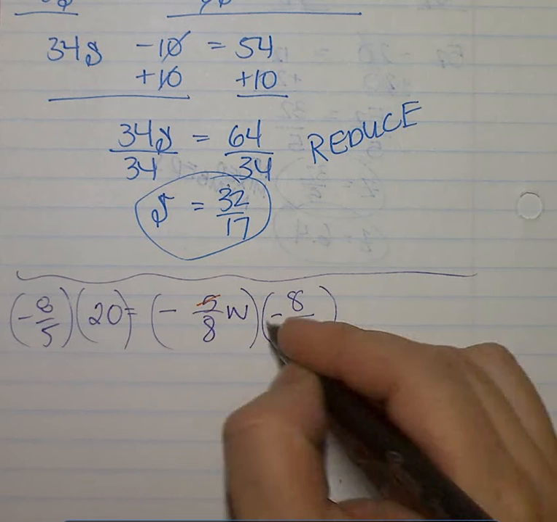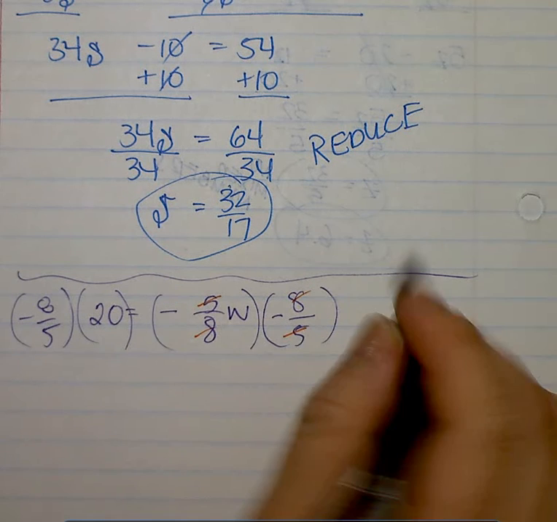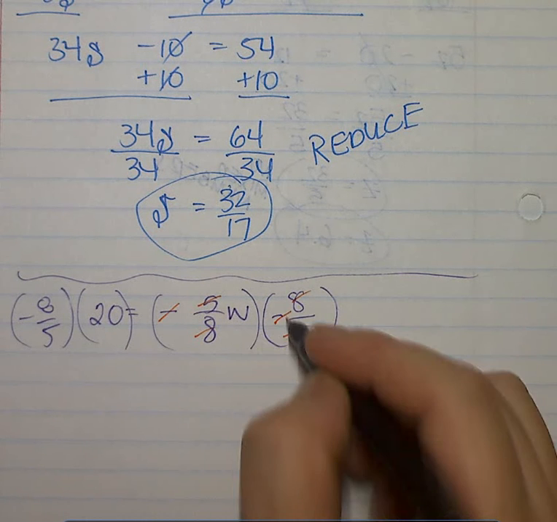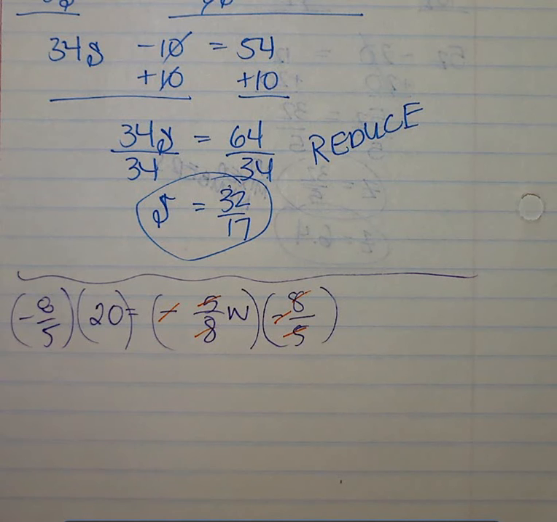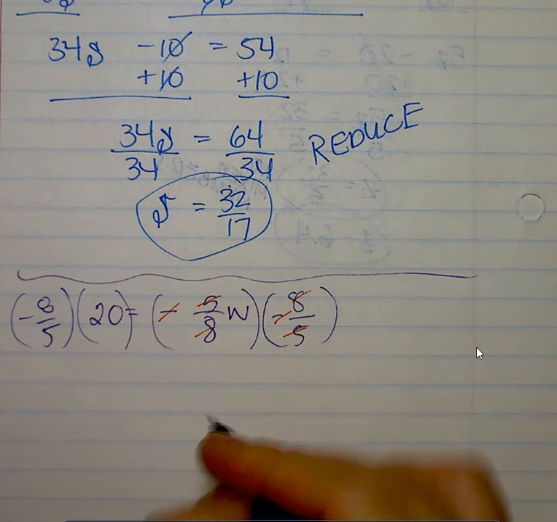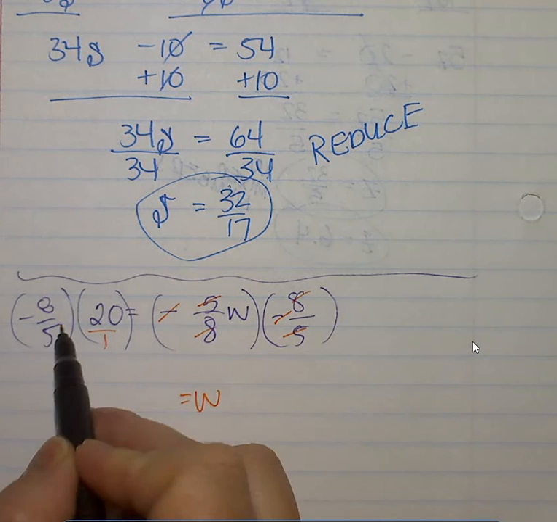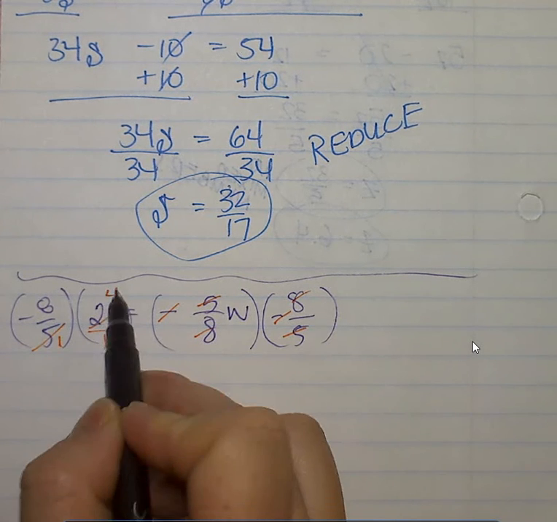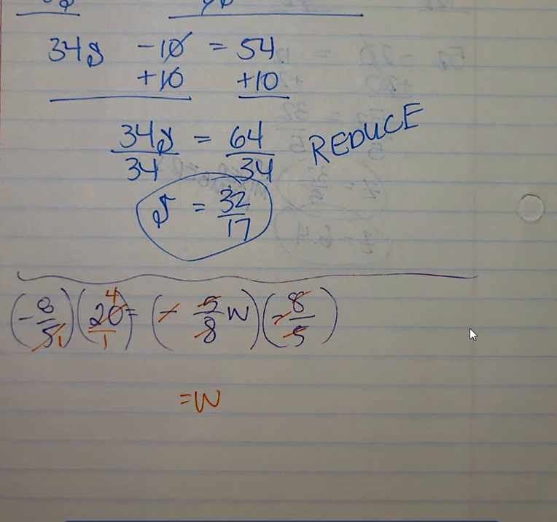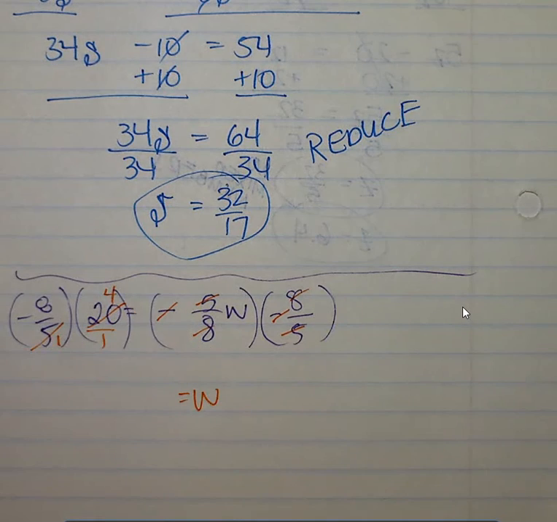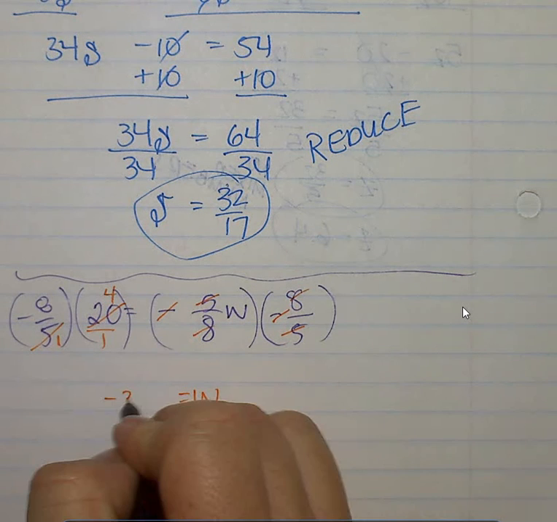5 divided by 5 is 1, 8 divided by 8 is 1, and a negative times a negative is just a positive 1. So in fact, they really just turn into a 1, we just don't see them. So w equals, and now you can reduce if you'd like, so 5 goes into itself once, and 24 times, or you could grab a calculator and multiply the fraction times 20. Regardless, you should get a final answer of negative 32.